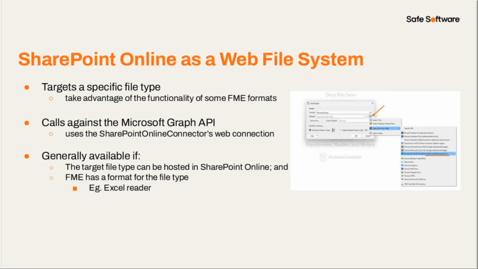You can see the method of accessing this functionality in the image shown on screen. If the reader or format is going to offer this, it would be available under the drop-down arrow next to the dataset parameter. So you select the drop-down arrow, then select From Web, and then you'll see an option for Browse Microsoft SharePoint. This functionality makes its calls against the Microsoft Graph API, so you can use the exact same web connection that you've configured for your SharePoint Online connector to take advantage of the web file system functionality.